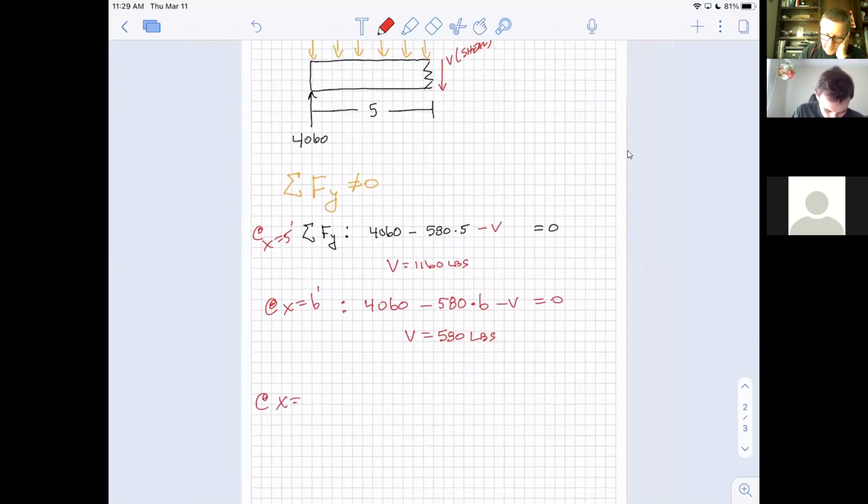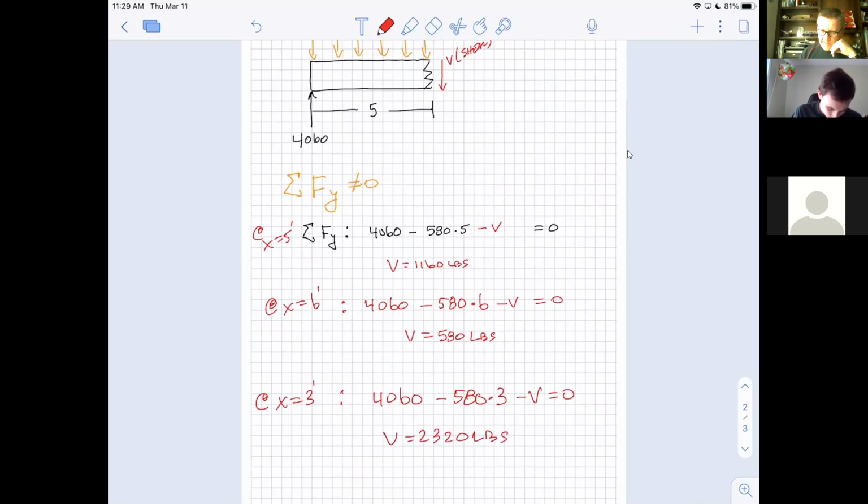Let's go down to say x equals, I don't know, 3 feet. That'd be 4,060 minus 580 times 3 minus the required shear value inside the beam. What do I get when I do that? I actually get V is 2,320 pounds. Whoa, all of a sudden we have to choose a much larger beam. We can't design the beam off of 1,160. We've got to find the place where the shear is the worst. Does that make sense? Where's the biggest shear possible?